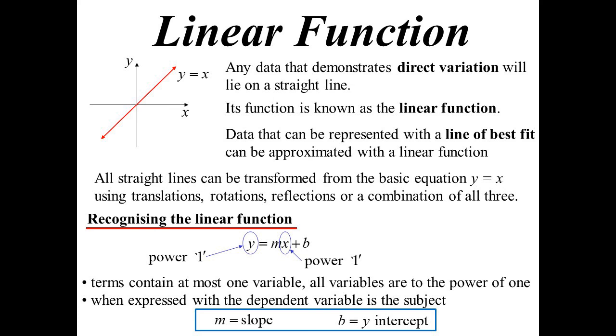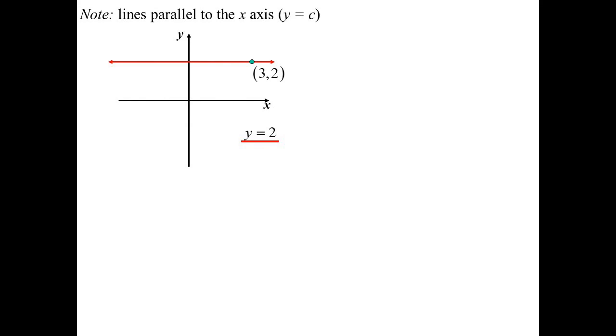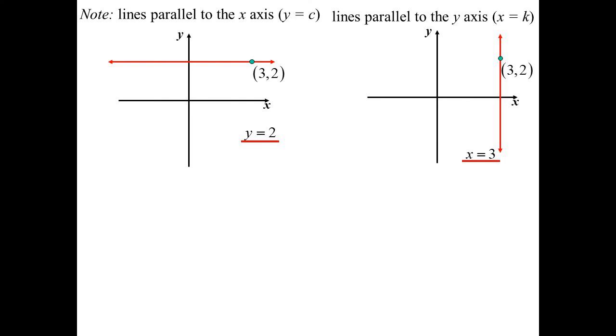There are some special straight lines. If we have ones that are parallel to the x-axis, we know they will always have an equation y equals some constant value. So this one here would be y equals 2. Similarly, ones that are parallel to the y-axis will always be x equals some constant number, and if it was going through the same point there, that would be x equals 3. So there are two special cases of straight lines.